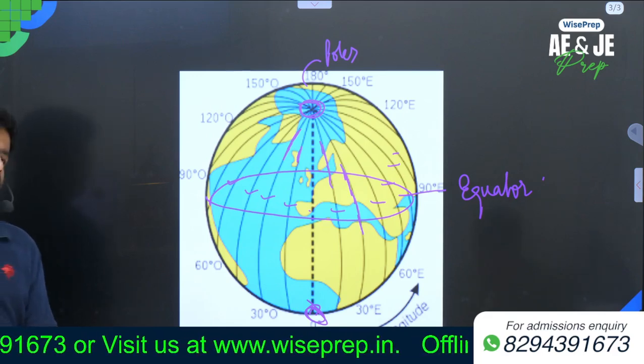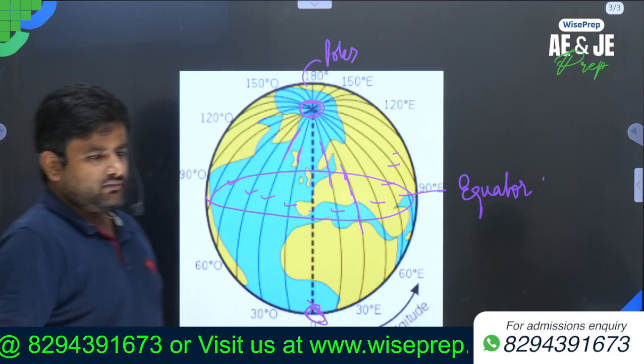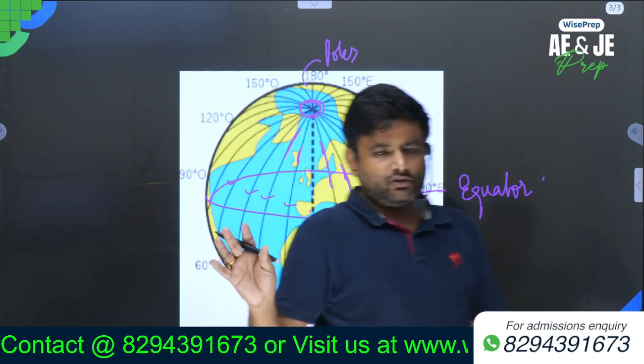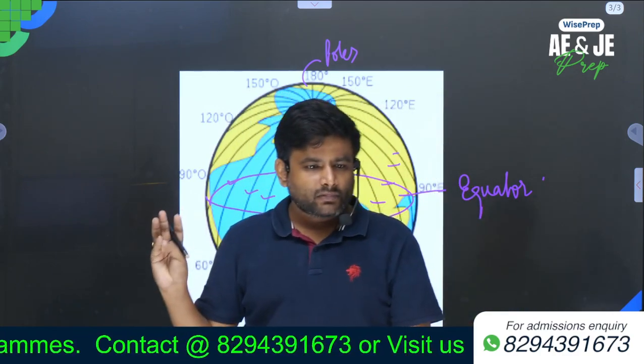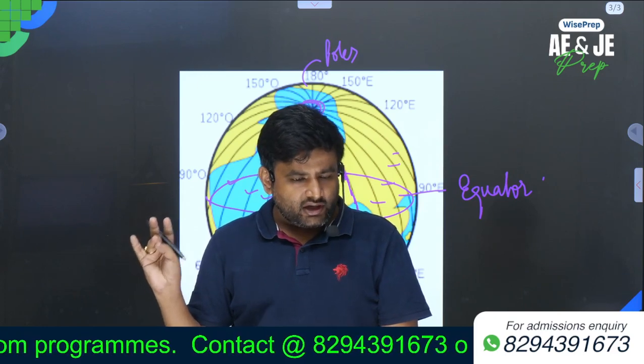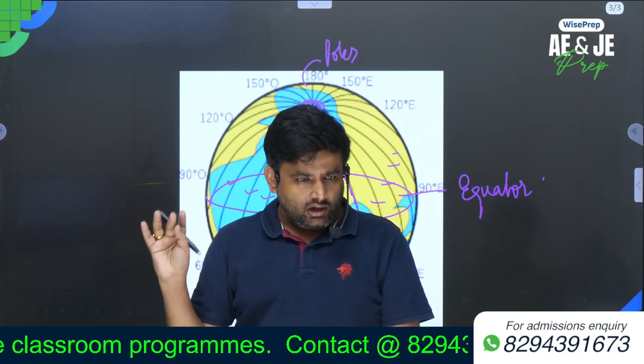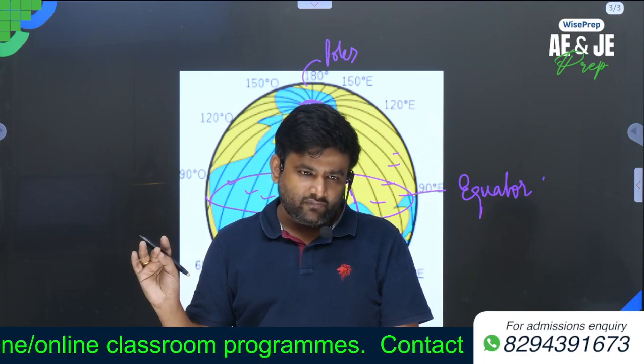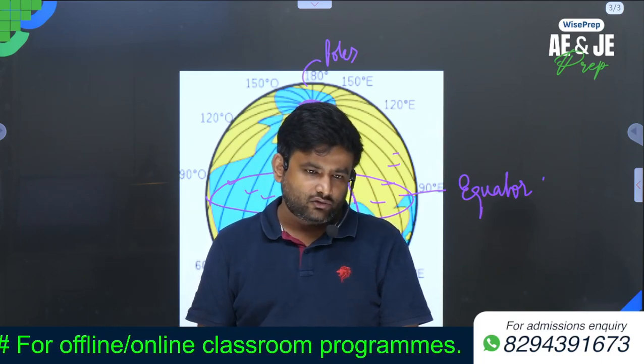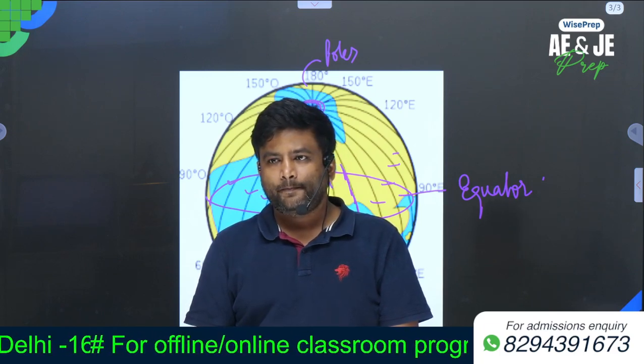Now write down true. Gentlemen, listen. There are generally four types of meridian. First is the true meridian. Second is the magnetic meridian. Third is the arbitrary meridian, and fourth is the grid meridian. All right. So first write down true meridian.